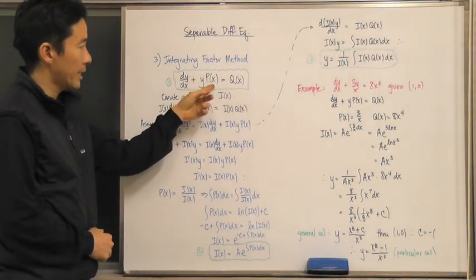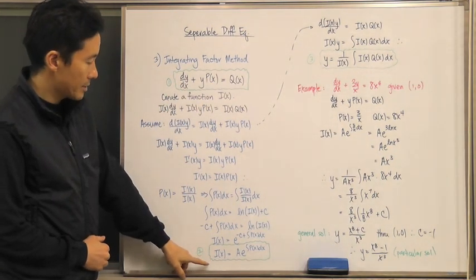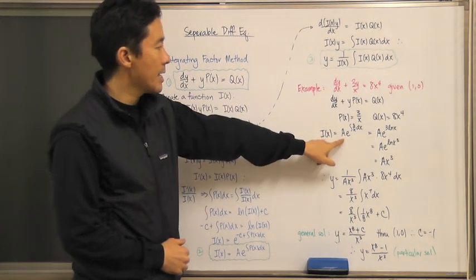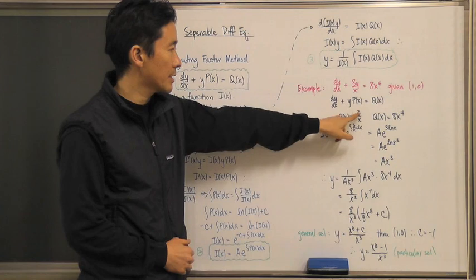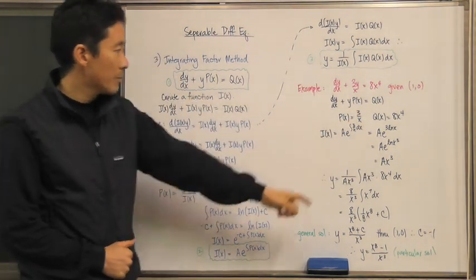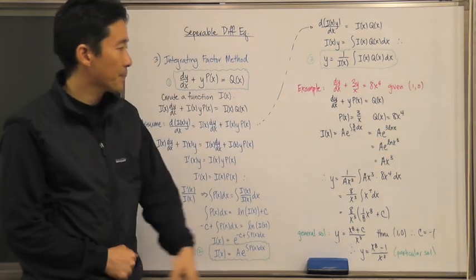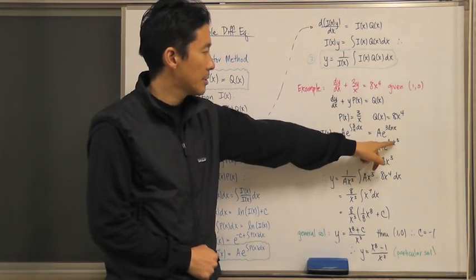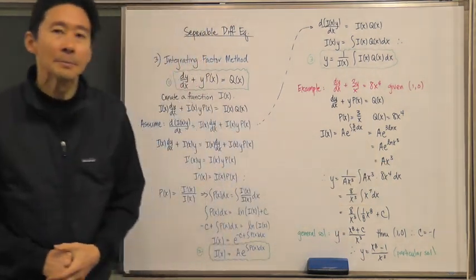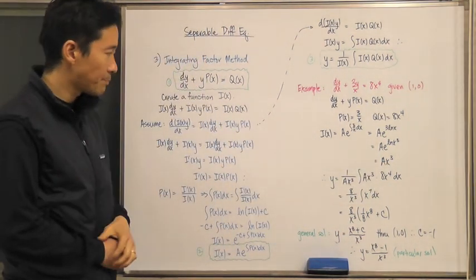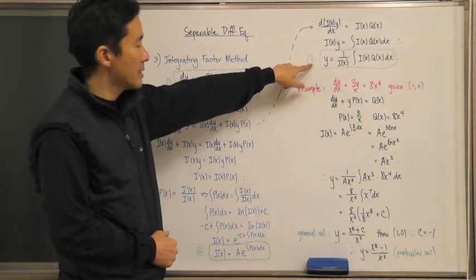Now, once I know what the parts are, I can go ahead and say that I of x, or my integrating factor, is just going to be e to the integral of p of x dx, and in this case, p of x is just 3 over x. So what I come out with then is e to the 3 natural log of x. This is e to the natural log of x to the third. So that's just going to be x to the third.